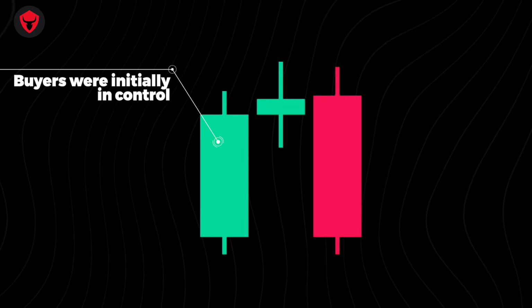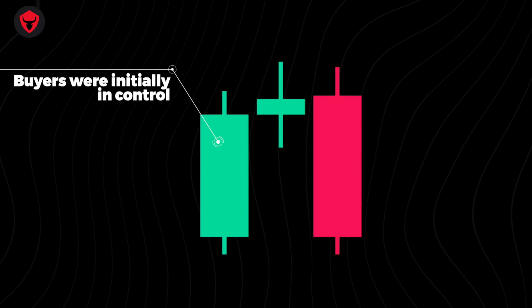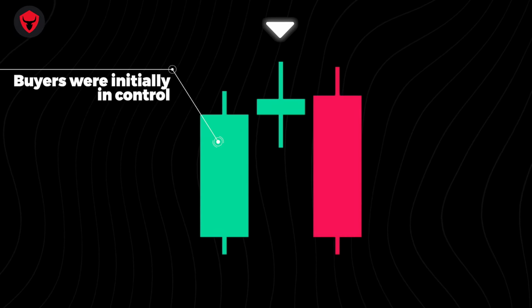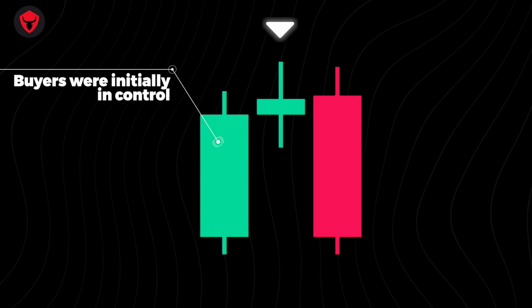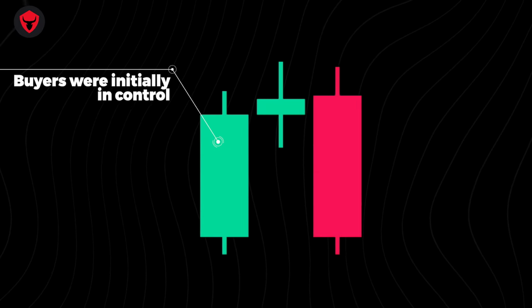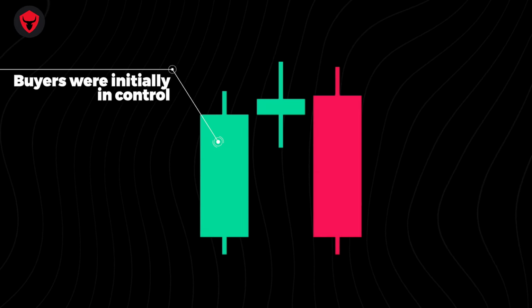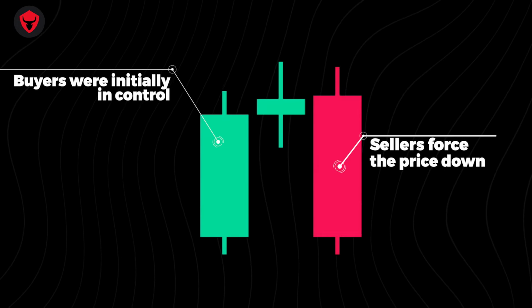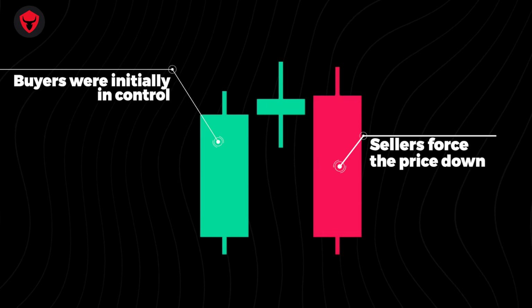The buyers were initially in control, as seen by the huge green candle. Sellers soon entered the market and challenged the purchasers, as represented by the doji candle. The doji candle indicates a tug-of-war between buyers and sellers. Eventually, the sellers gained the upper hand and forced the price down, resulting in a giant red candle.